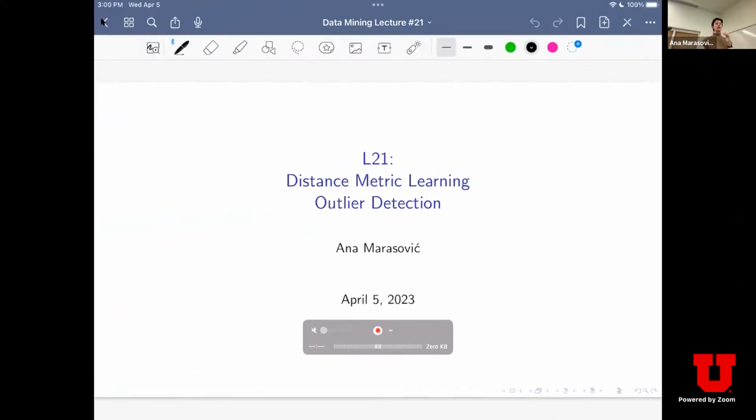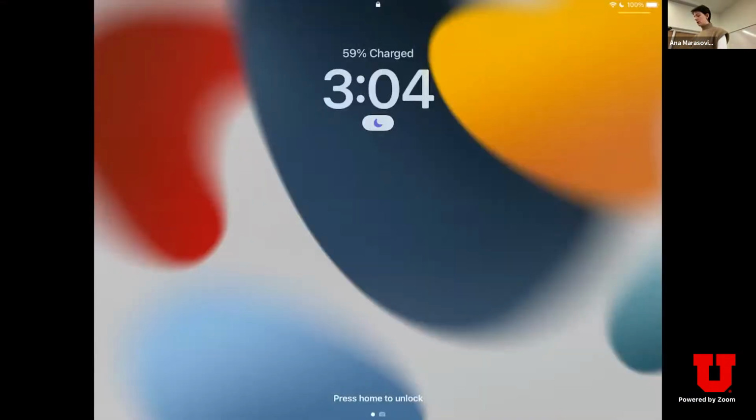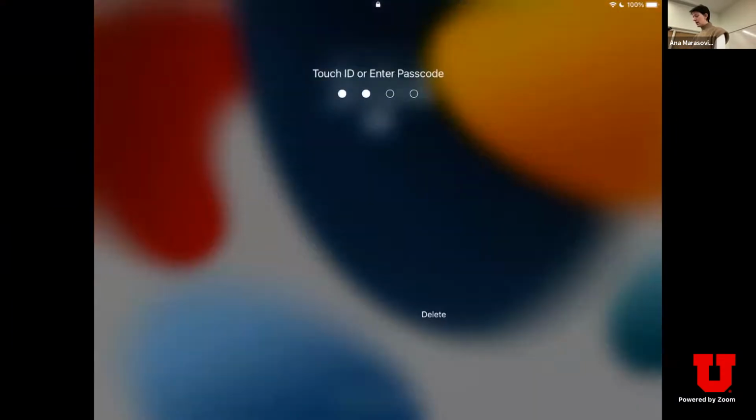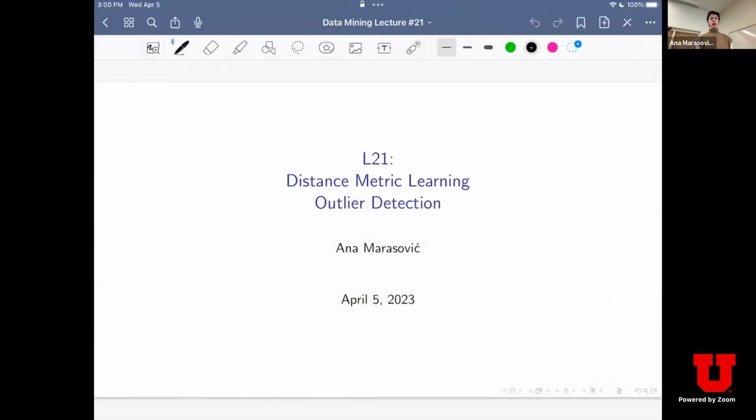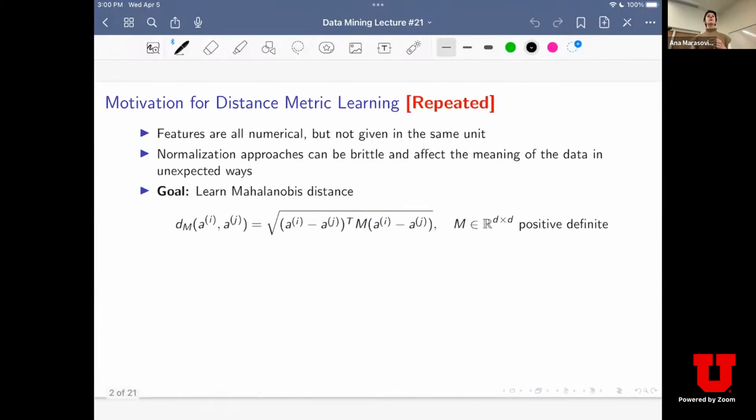So last Wednesday, we were talking about different things. We mentioned linear discriminant analysis, and then we moved on to distance metric learning. We have just started with that. We haven't proposed any algorithm or anything yet. We have just said what the motivation is for this line of algorithms.